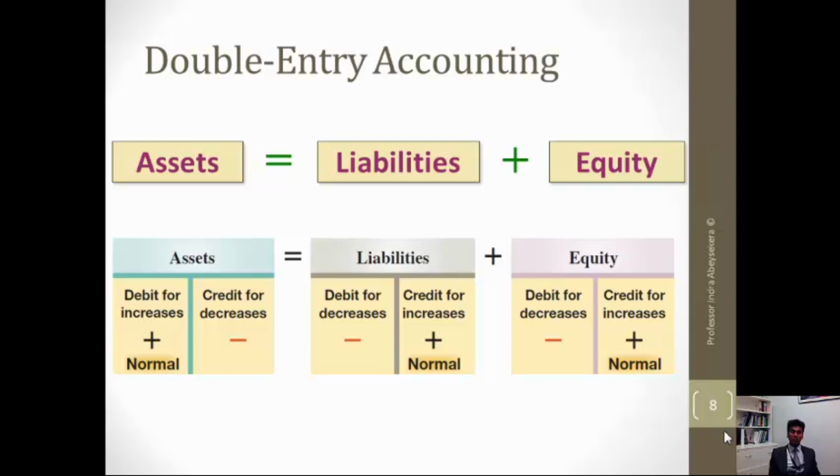When we say normally, when we add onto that normal side, we increase that amount. For example, assets, if we normally record on the debit side, assets increase. Liabilities and equity, when we normally record on the credit side, on the right side, those liabilities and equity increase.